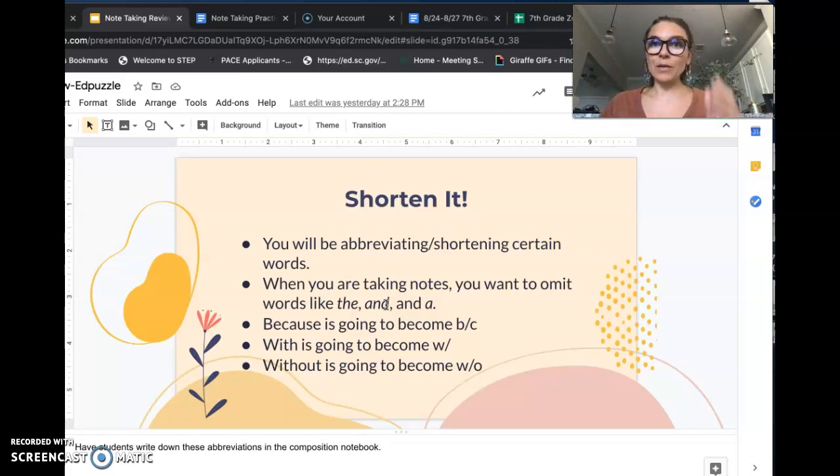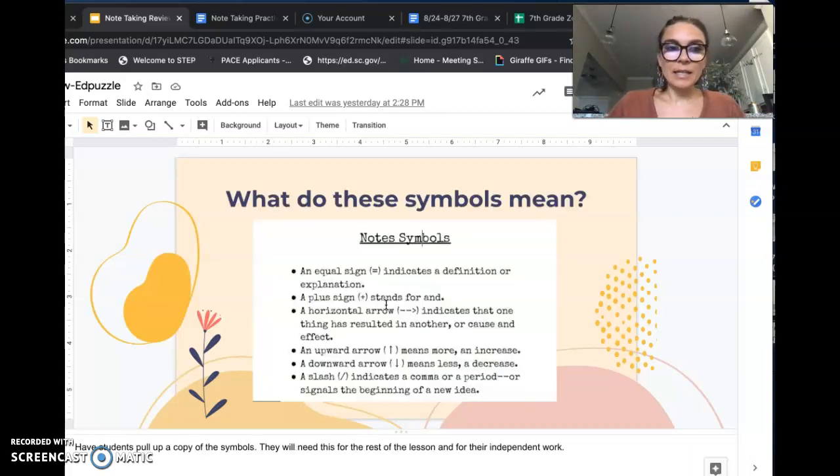Another thing I want you to think about is we learned about a few different symbols that we are going to use when we are taking notes. I want you to answer this question. What is one symbol that you can use during your notes, and what does it mean? Okay, if you said any of these, then you are correct.